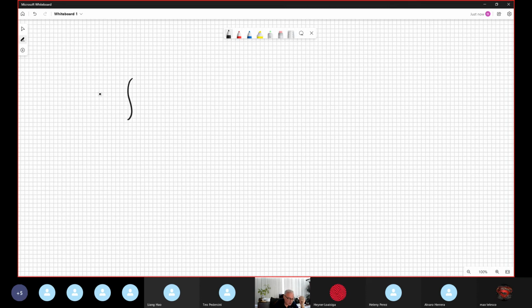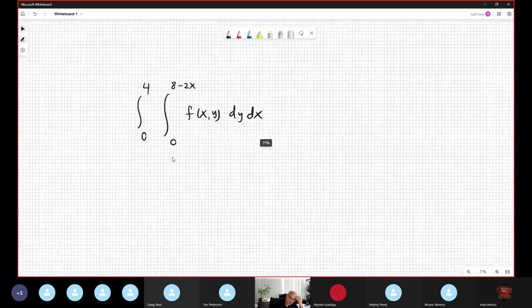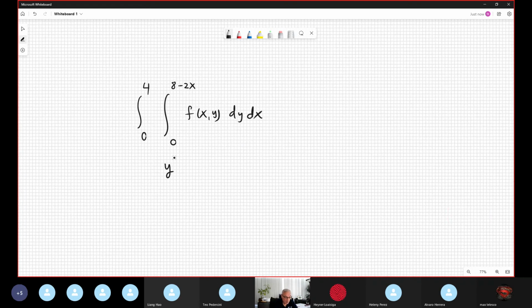Okay, one more example. Easy: x from 0 to 4, and another integral from 0 to 8 minus 2x of a hypothetical function, dy dx. So when you see that, the order of integration is given by default. This is a y value, so y varies from 0 to 8 minus 2x, and x varies from 0 to 4.